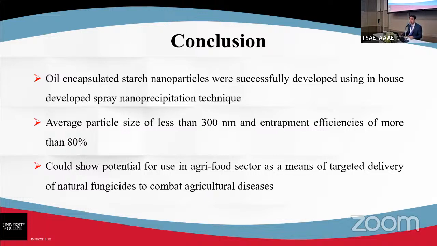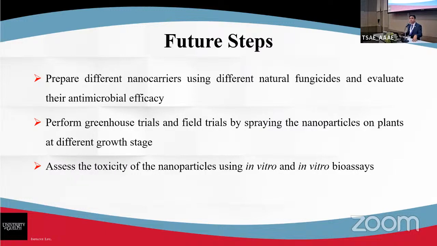In conclusion, I would like to say that we were successfully able to encapsulate neem oil in the pea starch, and we were able to get an encapsulation efficiency of 80% with a particle size of 300 nanometers. And we believe that this could have potential in the agriculture and agri-food sector in the future, to see whether it can act as a natural fungicide or not.